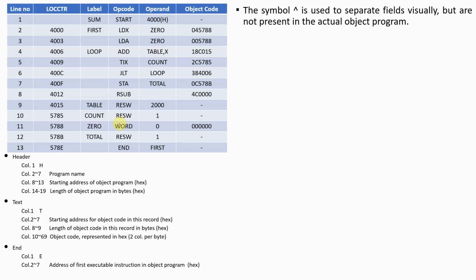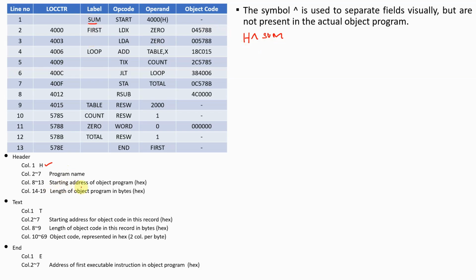Now we are going to create our object file. The file first contains the header, text and the end. To start with, we have to start the header. To represent the header, it is H in column 1, followed by the program name. To separate everything, we have to use this symbol. Here our program name is sum.